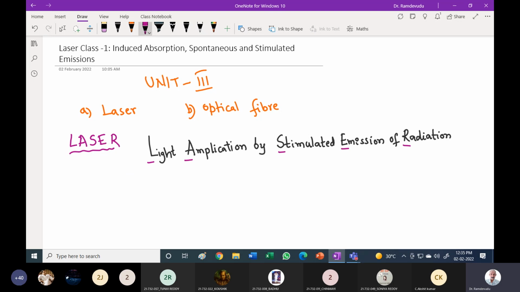This laser acronym will give you many important ideas about laser. It is telling us that light is amplified, that means the intensity is increased. By what process? By the stimulated emission process. What is the stimulated emission process? How do we get the stimulated emission process in a given system? That is what "of radiation" refers to.